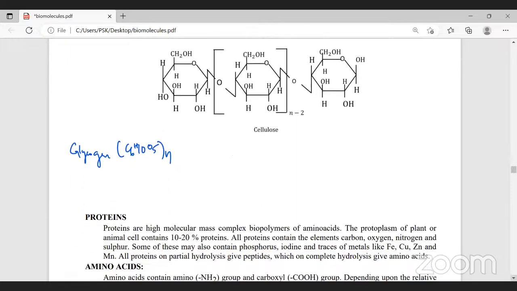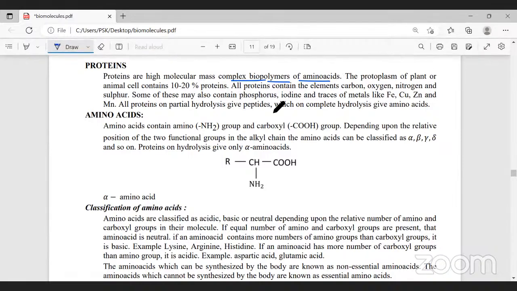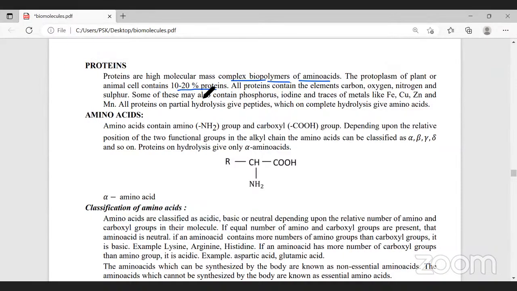So this ends carbohydrates. The second biomolecule we're supposed to learn is proteins. Proteins are high molecular mass complex biopolymers of amino acids. They play an important role in the development and maintenance of life processes. They are of prime importance in plant and animal bodies. The protoplasm of a plant or animal cell contains around 10 to 20% protein.